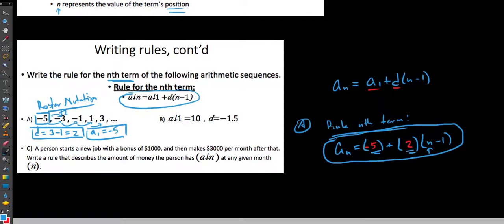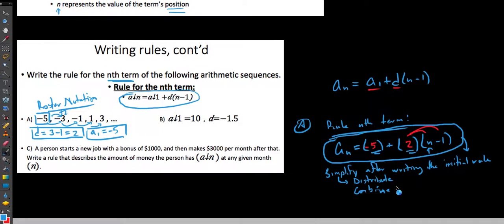What are we going to want to do from here once we get our rule written? We're always going to want to simplify after writing the initial rule, which is the rule you see right here. In terms of simplification, this is always going to involve two things. Simplify is going to mean that first of all we're going to distribute wherever possible, which is always going to be a coefficient of this n minus 1. And then we're going to combine like terms.